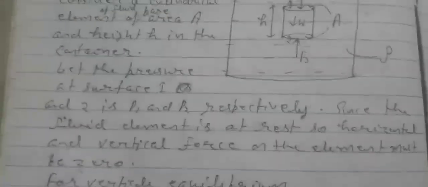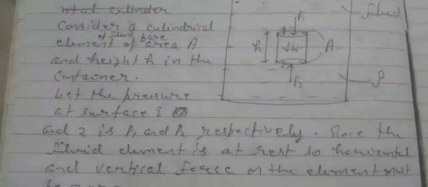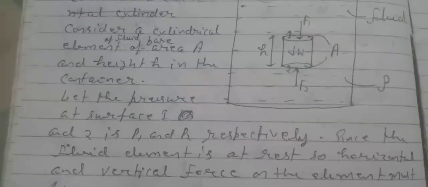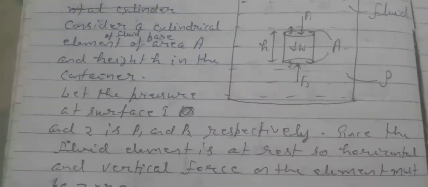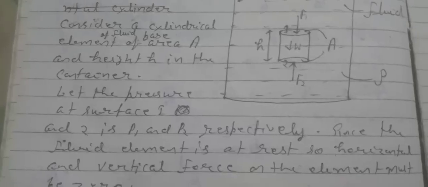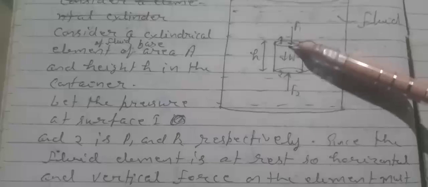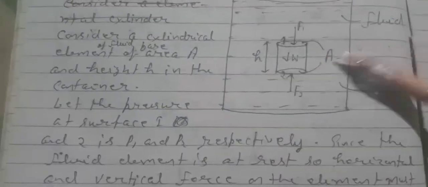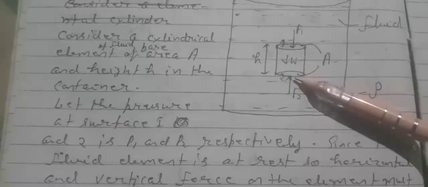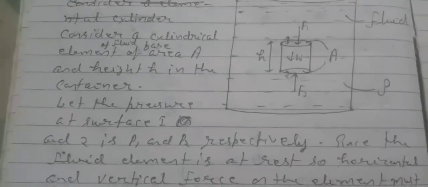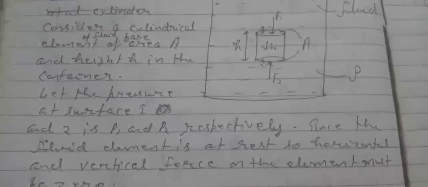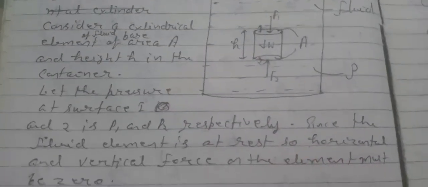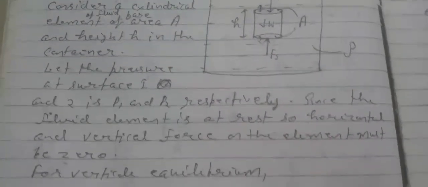Let the pressures at surface 1 and surface 2 be P1 and P2. Surface 1 is the upper surface and surface 2 is the bottom surface of the considered cylindrical element. Since the fluid element is at rest, the horizontal and vertical forces on the element must be 0.